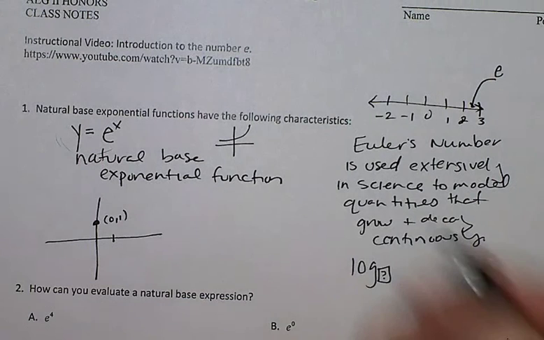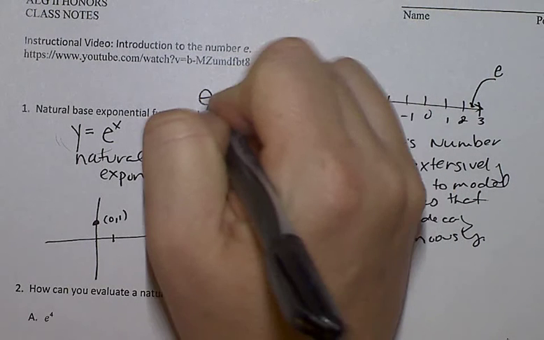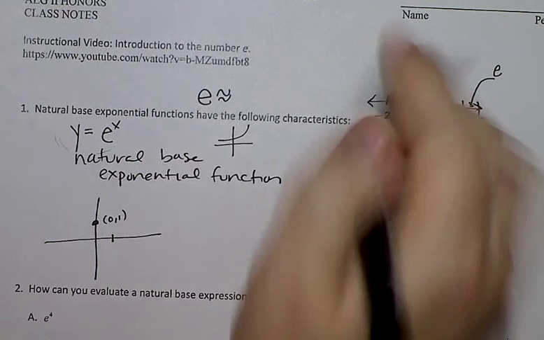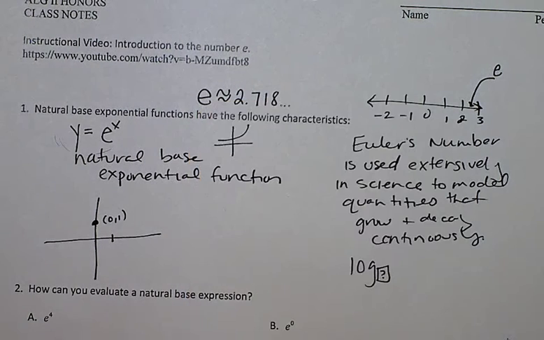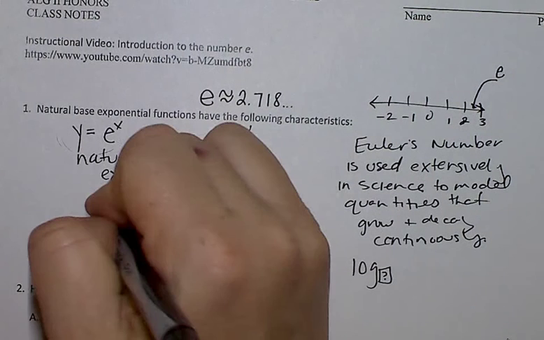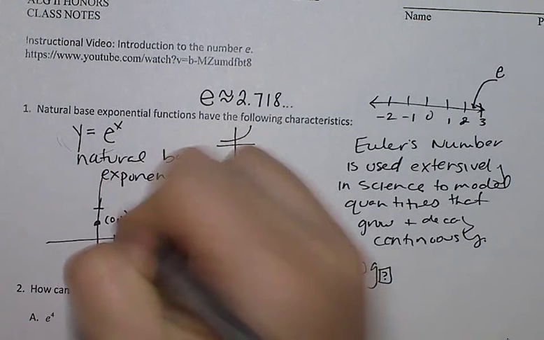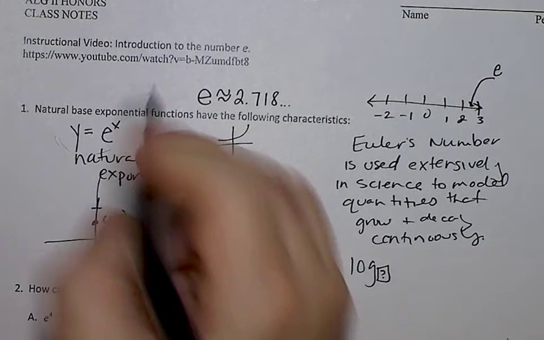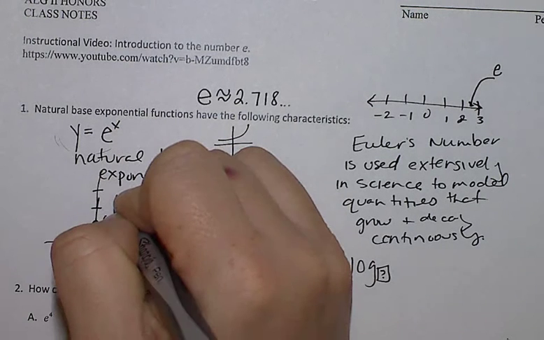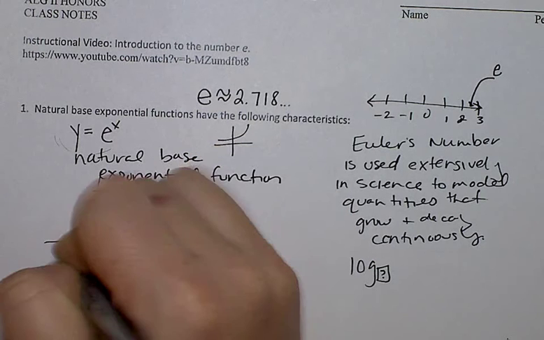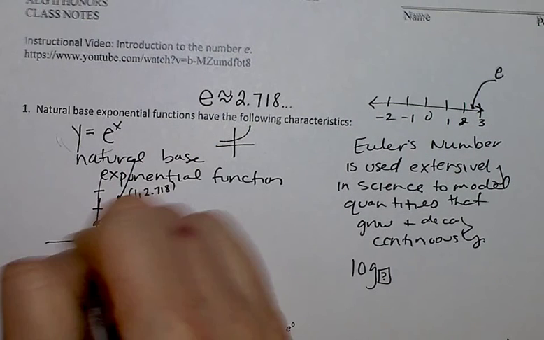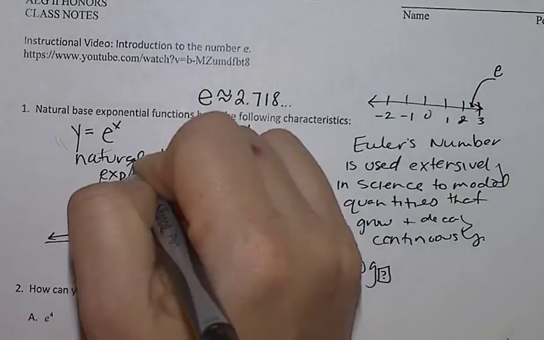What is e? E is an irrational number, approximately 2.718. And of course it goes on and on and on. It's irrational, doesn't have any patterns. So I went over 1. That's my input value, and the output value is approximately, again, 2.718. So we can see that this is an example of an exponential function.